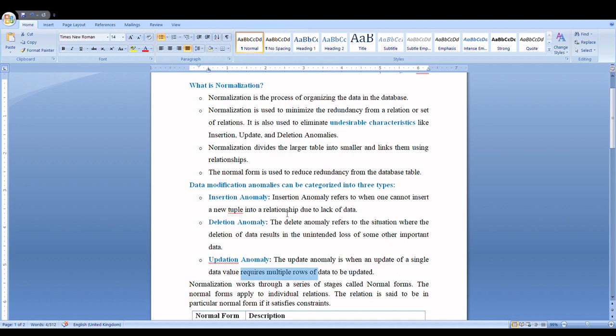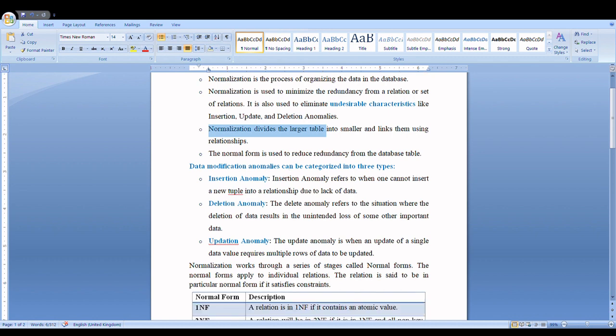So to reduce this drawback, we require normalization. Understood? Normalization is the process of reducing the redundancy and duplication in the tables. What we do in normalization is divide the larger tables into smaller tables using relationships. Now there are some rules we have to follow whenever we create and normalize our database.